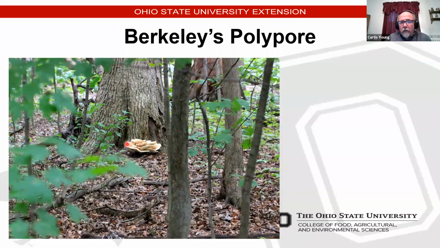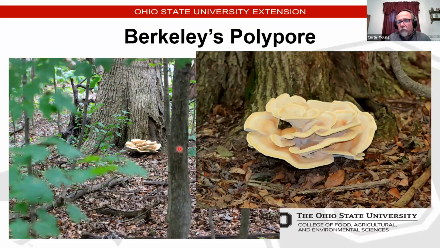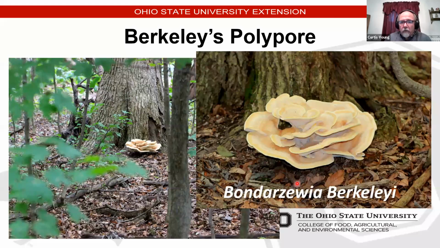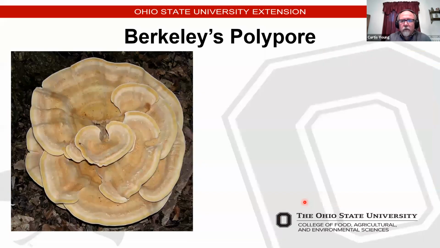Here's another polypore that you can sometimes find nestled around the big brace roots of oak trees. Berkeley's polypore looks a little bit similar to hen of the woods, but when you look at it more closely, it's not nearly as dense as the hen of the woods. It still has multiple plates that make up the overall polypore. Its genus species name is Bondarzewia berkeleyi. And I think the genus name has changed on this one fairly recently. It had a different genus name just a few years ago.